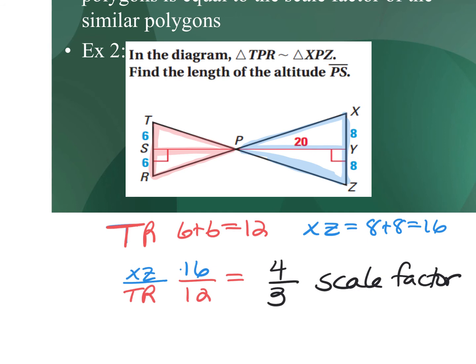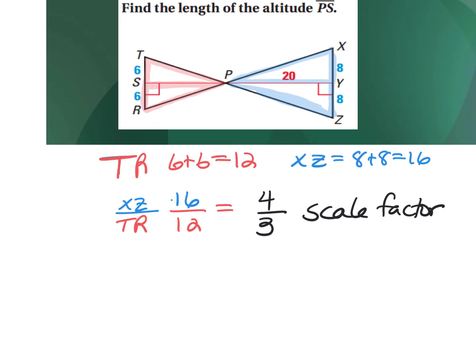I'm now going to use my scale factor to find PS. So now I'll use my scale factor that I just found. It'll go in my proportion. And now I'm going to match the side PS with PY. So now I'm going to do 20. And I'll call PS X.